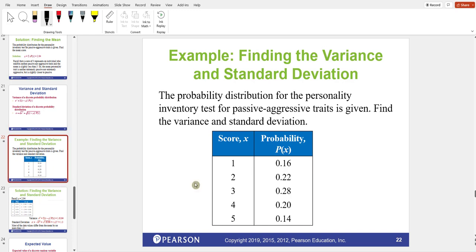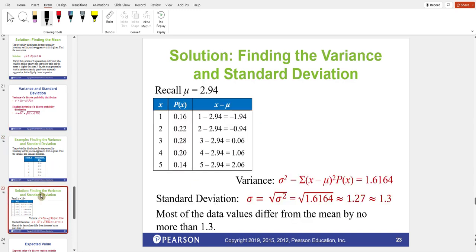So if we go back to this example, the score with the probability. Like I said, we already calculated the mean. We said it was 2.94. We're going to subtract the mean off from each one of the x values. Okay? And now what you're going to do is take your answer and square it, and then multiply it by its corresponding probability. Okay, so I'll do it for each one.